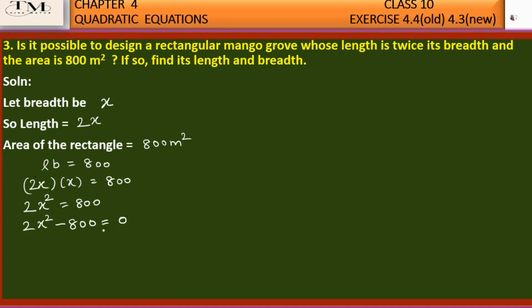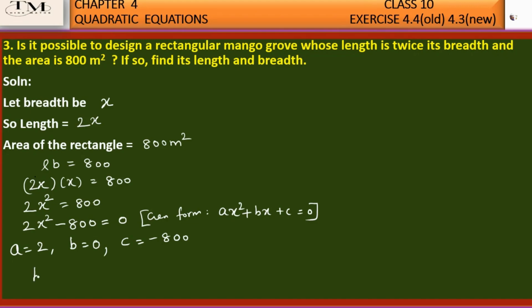So this is a quadratic equation. Its general form is ax square plus bx plus c equal to 0. So comparing with the general form, here a is equal to 2. There is no x term, so b is equal to 0 and constant term c is equal to minus 800.